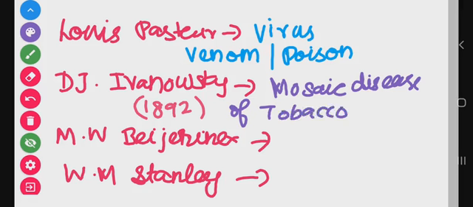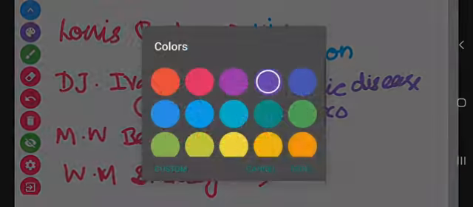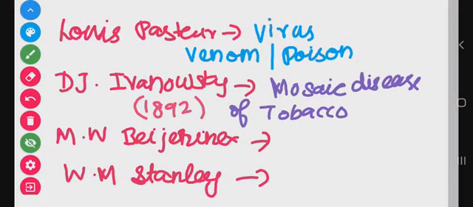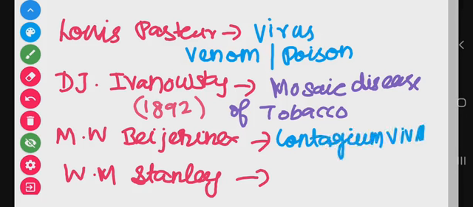Next, M.W. Beijerinck. He demonstrated that the extract of the infected tobacco plants could cause infection in healthy plants. That fluid he named contagium vivum fluidum. This is related to Beijerinck, in the year 1898.